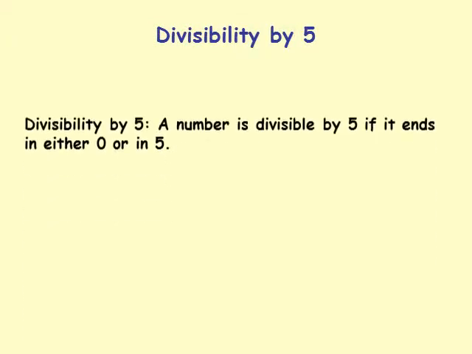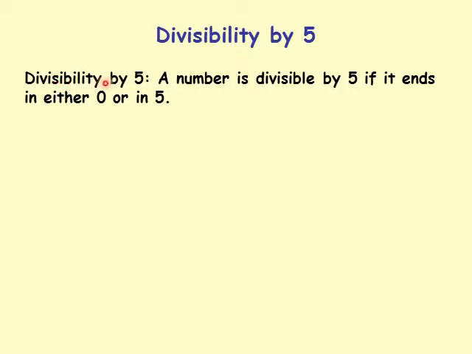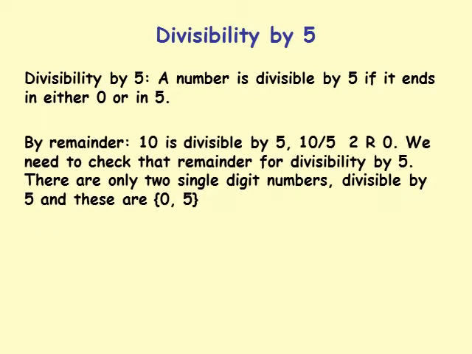Continue and discuss divisibility by 5. Okay, a number is divisible by 5 if it ends in either 0 or 5. Okay, let's continue here. So let's see what we did. We are doing it by remainder.